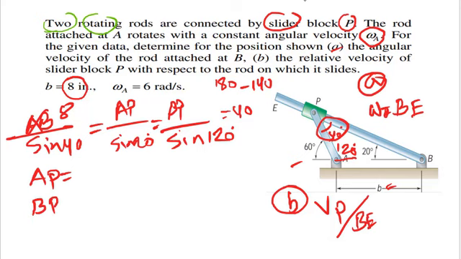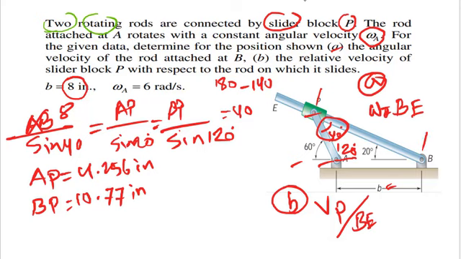Okay, what will be AP? AP will be 4.256 inch, right? And BP, what will be BP? BP will be 10.77 inch, right? Almost this value we'll get from this. That means we know this distance, and also we know this distance.